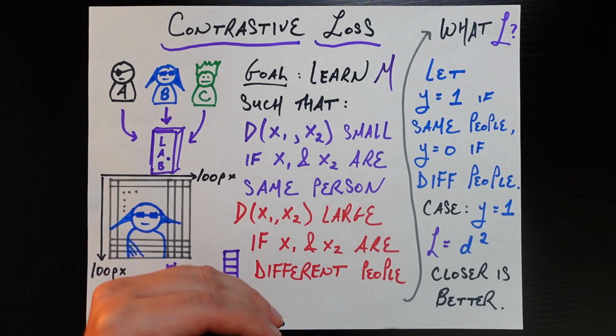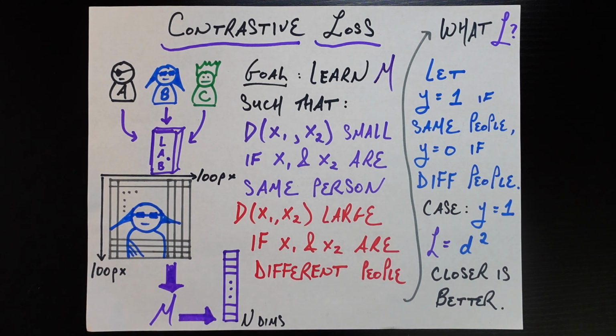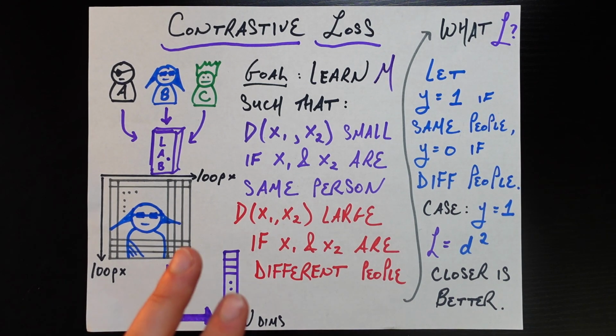And now that other criteria is just the opposite of the first criteria. The distance between x1 and x2 should be large. That should be a very large distance if x1 and x2 belong to the pictures of two different people.